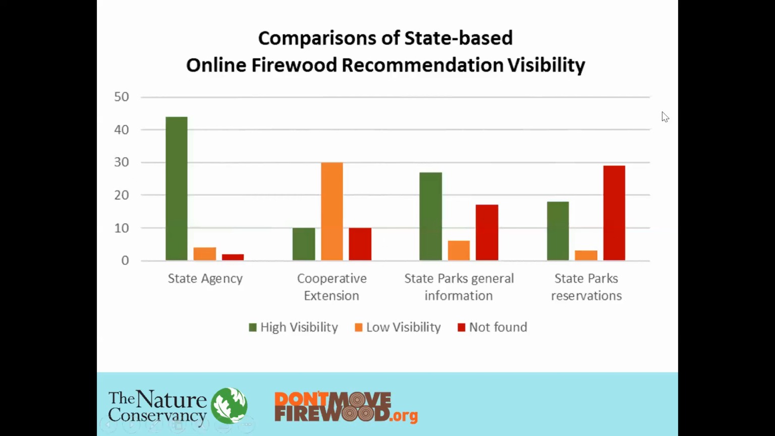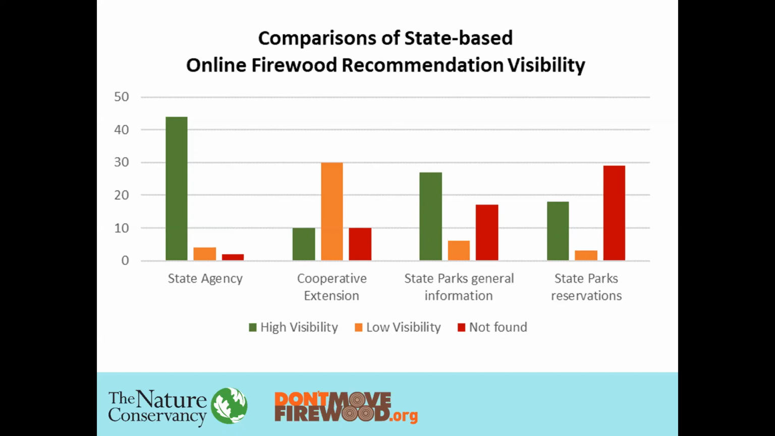And here it is. So what you can see is that state agencies have a tremendous amount of high visibility firewood outreach information available to the public. So I forgot to write down the numbers, but I think it's 42, maybe it's 43, that have high visibility. A few of them have low visibility sites and very few have a not found rating. So very few states have no leading state agency, Department of Agriculture, Department of Natural Resources, whatever, that provides this information.